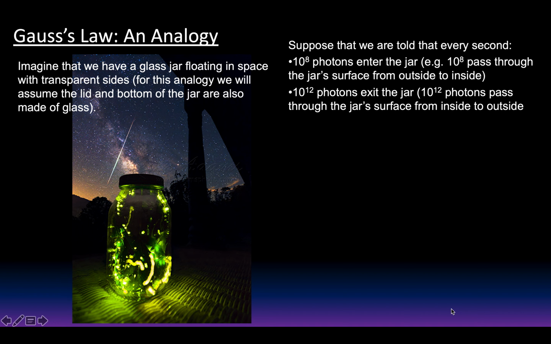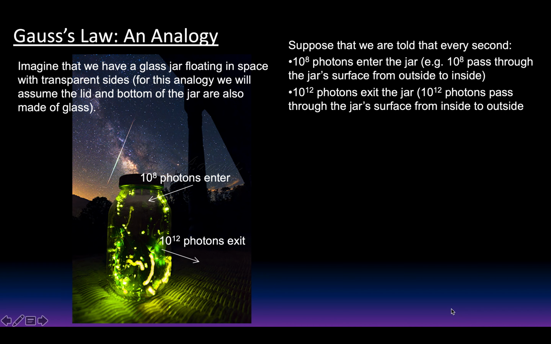In other words, every second there will be 10^12 photons that begin inside the jar, pass through the glass, and move on to outside the jar. So we have a scenario that looks something like this. Now I'm going to ask you a few questions about what may or may not be inside the jar. So after each question, pause the video, think about it, and then continue.